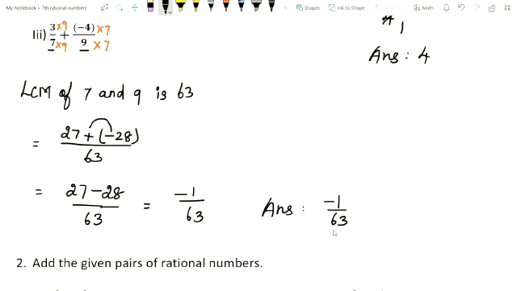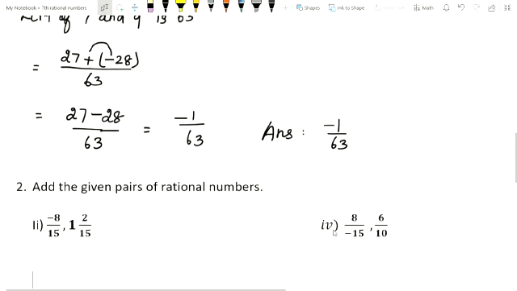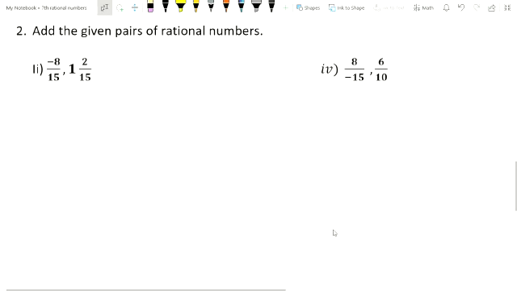Okay, children. See the second question, second Roman. Add the given pairs of rational numbers. So what do we want to do? Add. Addition is given here. Okay, we are going to add these two rational numbers. See the question: minus 8 by 15, comma, 1 into 2 by 15. Okay, first you convert the mixed fraction into an improper fraction.